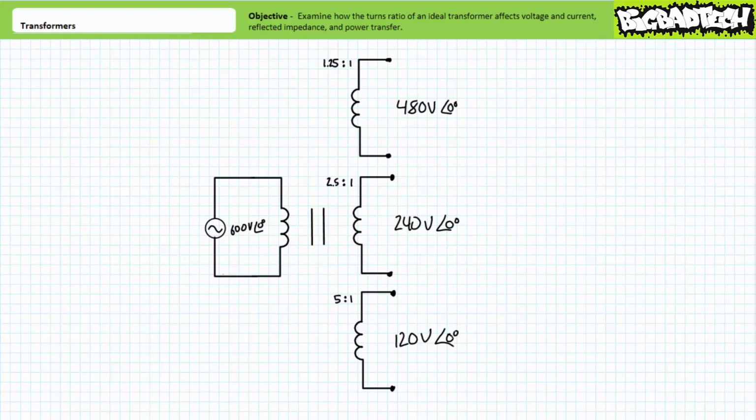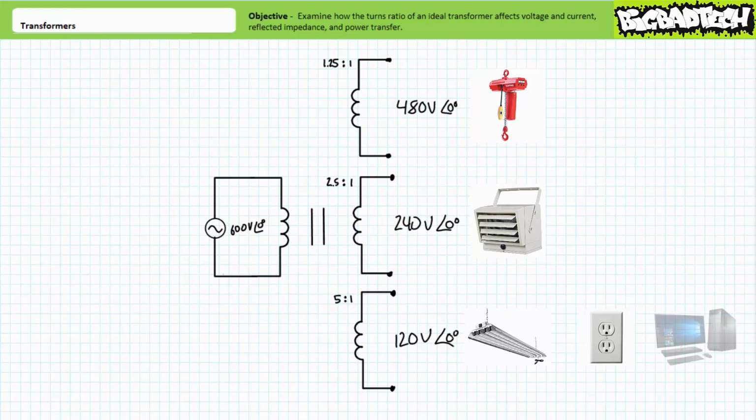This single transformer with multiple secondary windings, each with a different turns ratio with respect to the primary input coil, thus serves as a centralized means of distributing and isolating 3 different voltage levels for 3 different intended purposes. For example, the 480 volt output could serve as some hoist, the 240 volt output could serve as some heater, and finally the 120 volt output could serve as some shop lights, a couple outlets, and maybe power a computer.